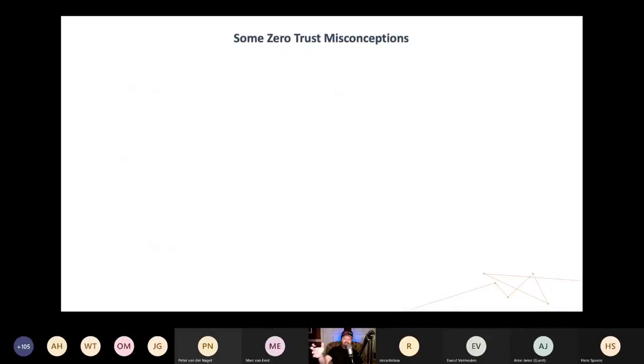So let's start out with some zero trust misconceptions, right? What do you hear? And because zero trust has become a big game of telephone, right? I don't know if you play the game telephone in the Netherlands.